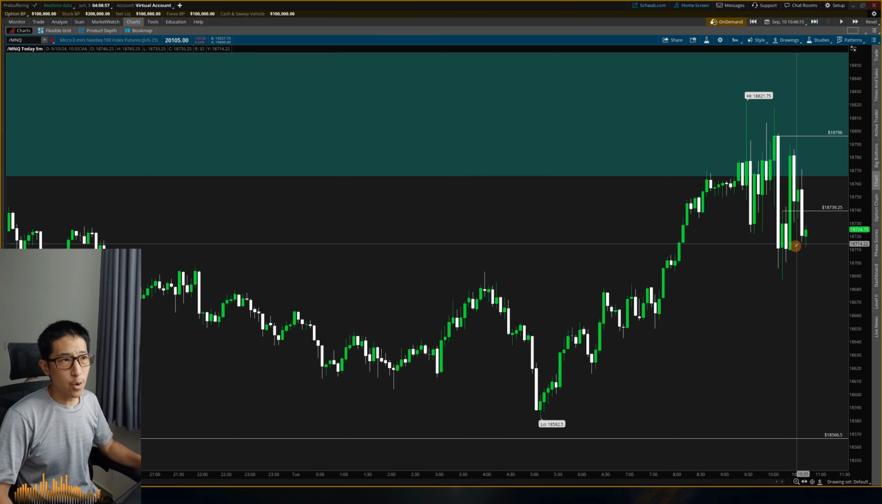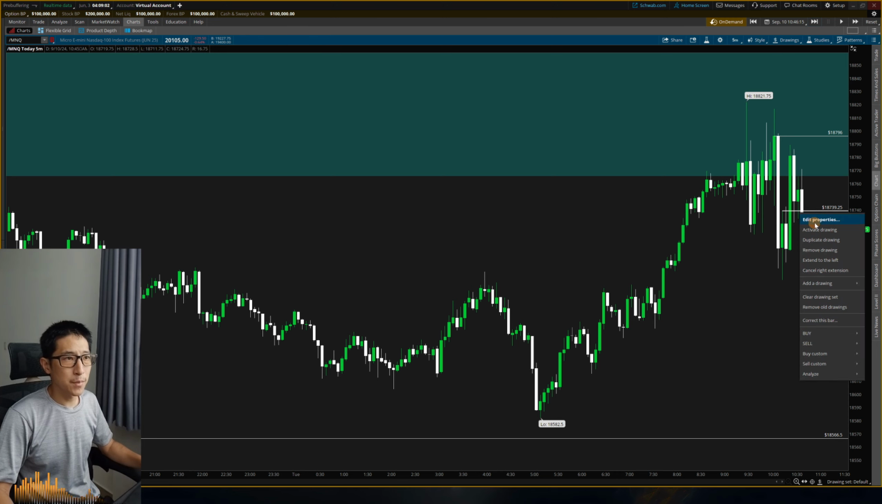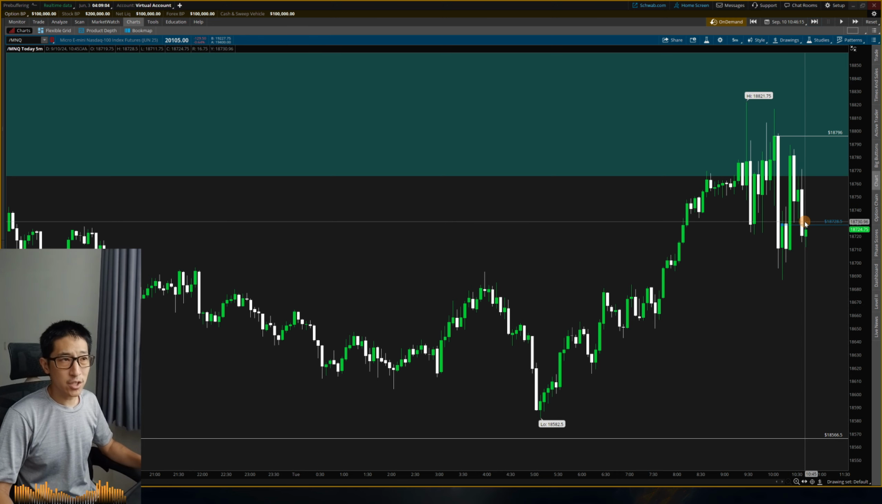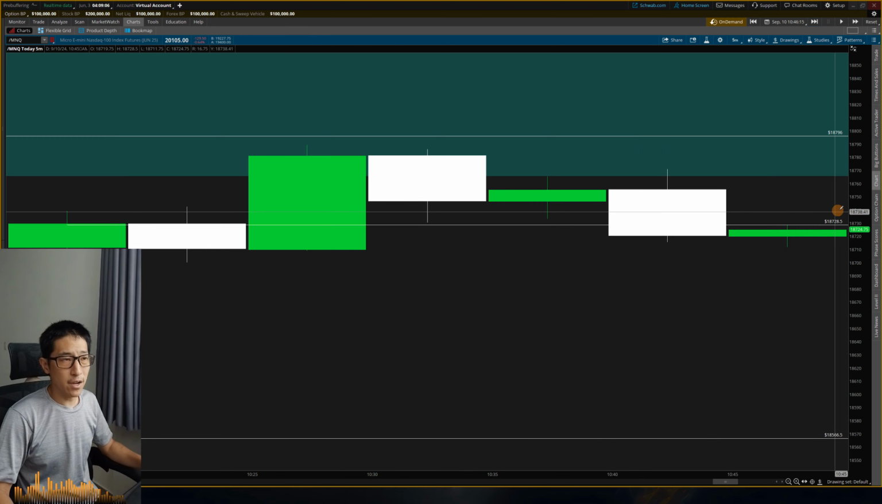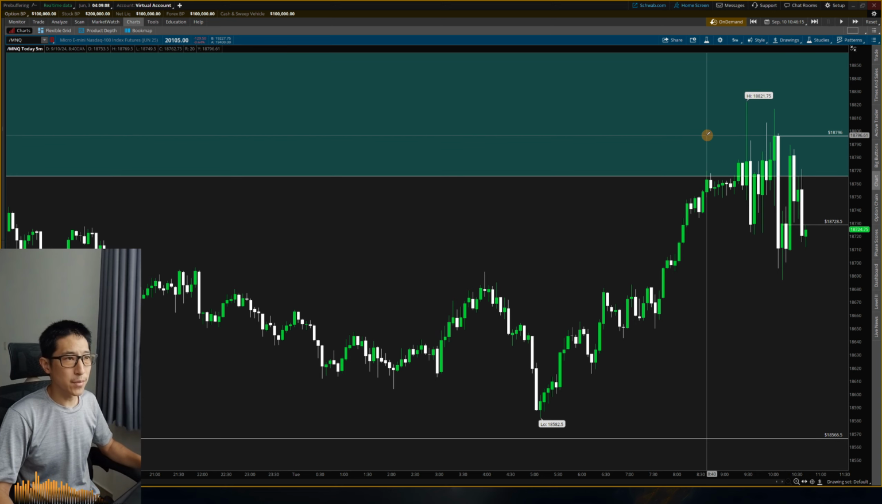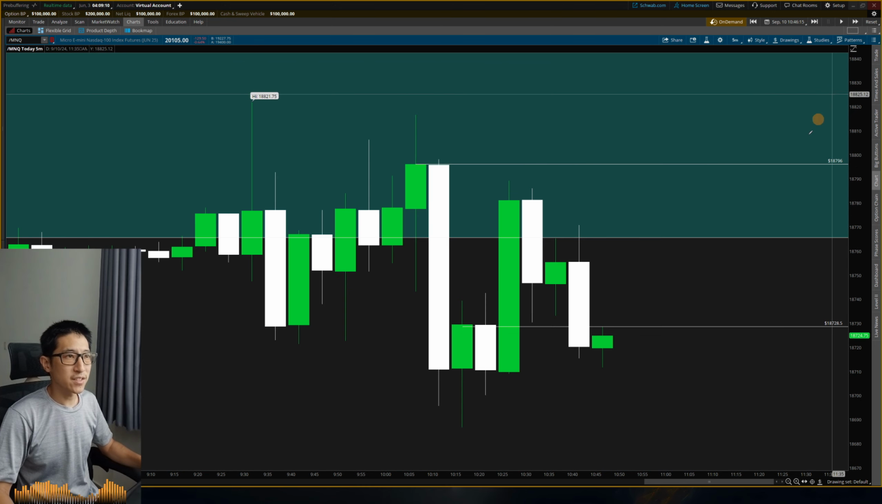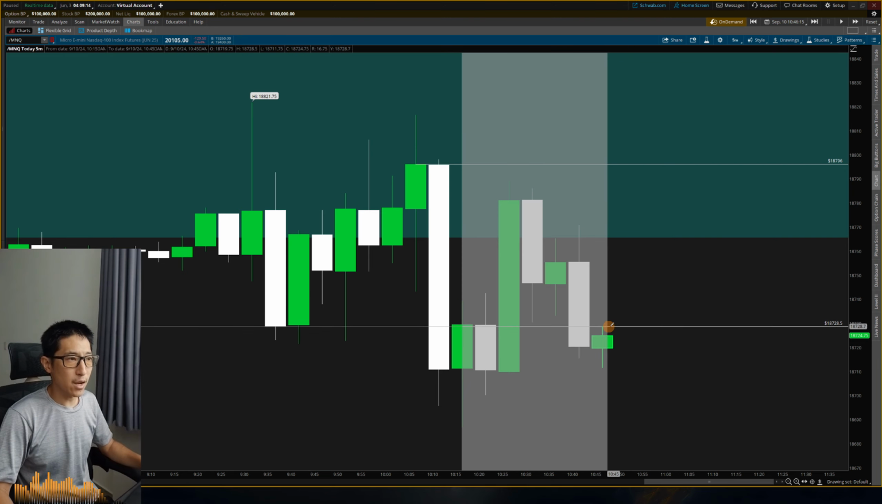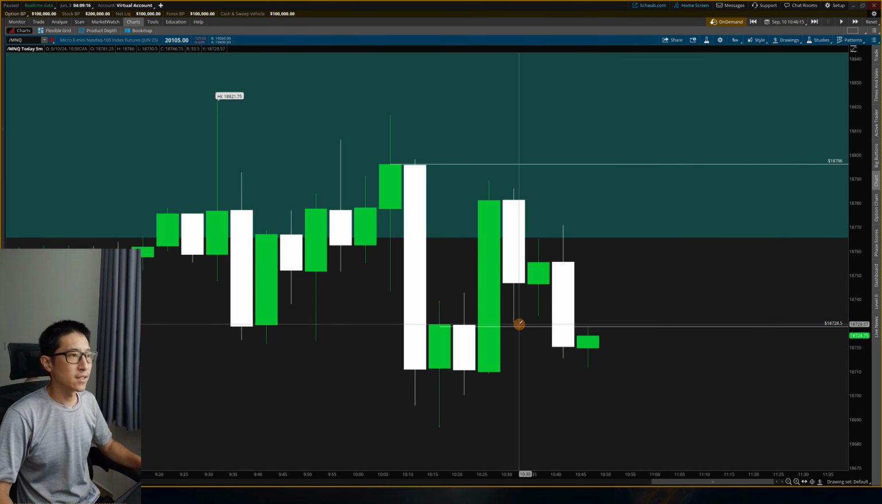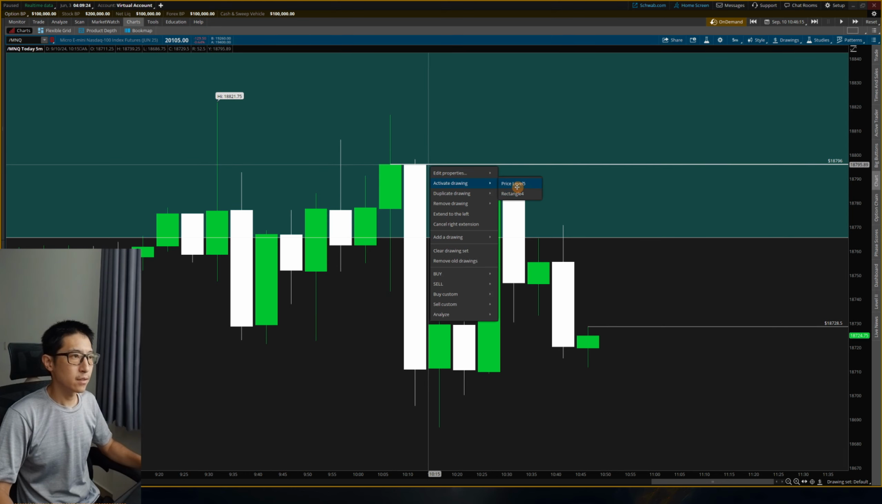All right, so here we go. We did drive up into that daily fair value gap one more time. And now we are potentially creating a second fair value gap. So if this happens to remain intact, I would like to enter here, and then I'll have my risk at the high of this down candle.